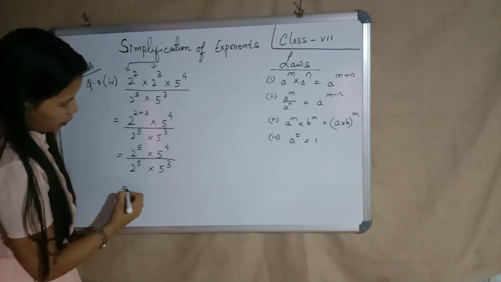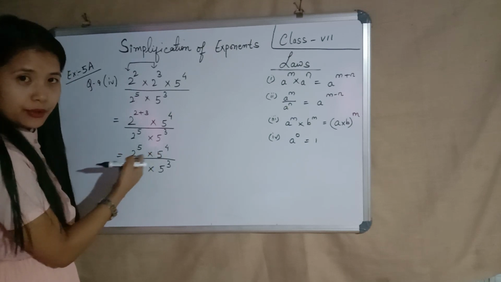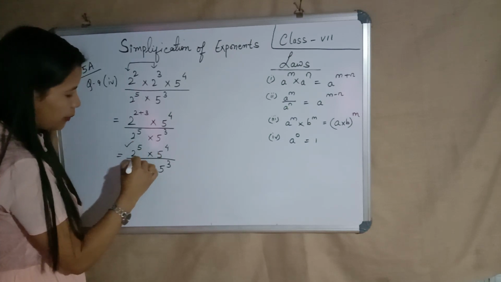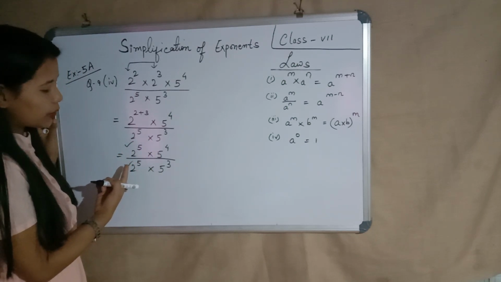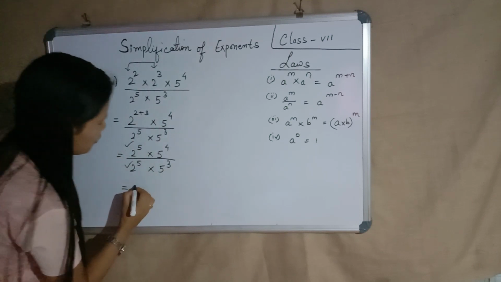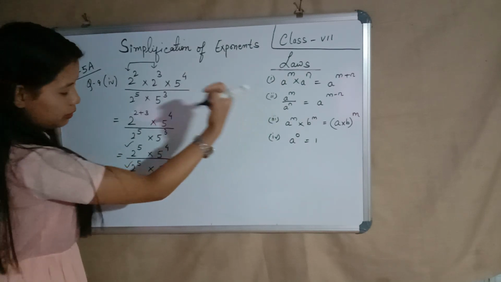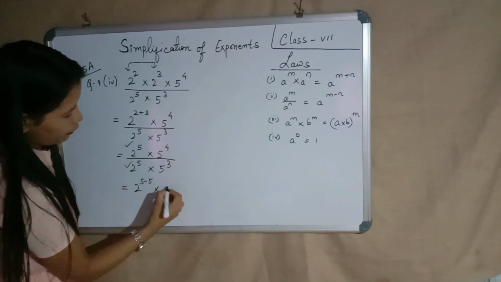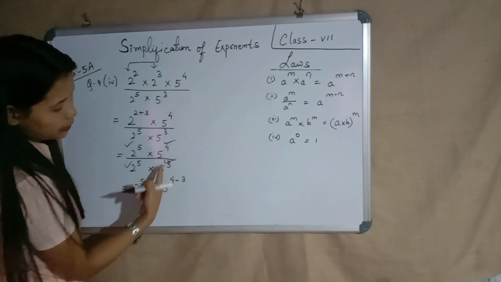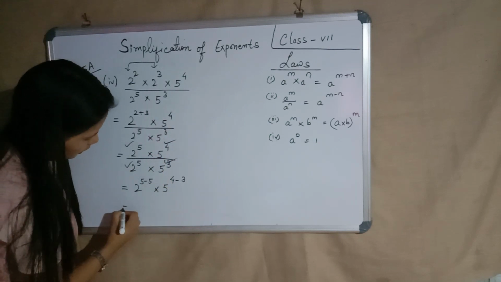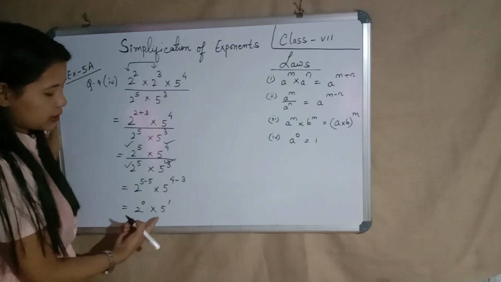Here we don't have any rules relating these two numbers, but we again have a rule relating these two numbers. This is a division of exponential forms of a number which has the same base. So this will be 2 to the power 5 minus 5, and 5 to the power 4 minus 3. I'm using the second law here. This gives us 2 to the power 0 into 5 to the power 1. We need not write the power 1.